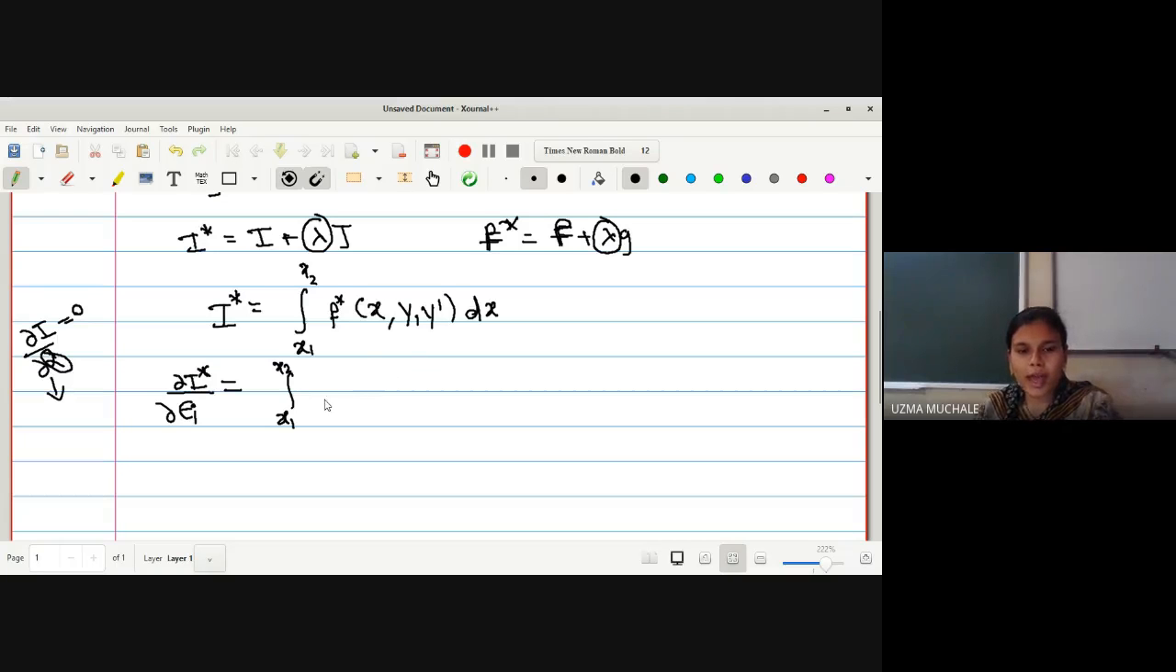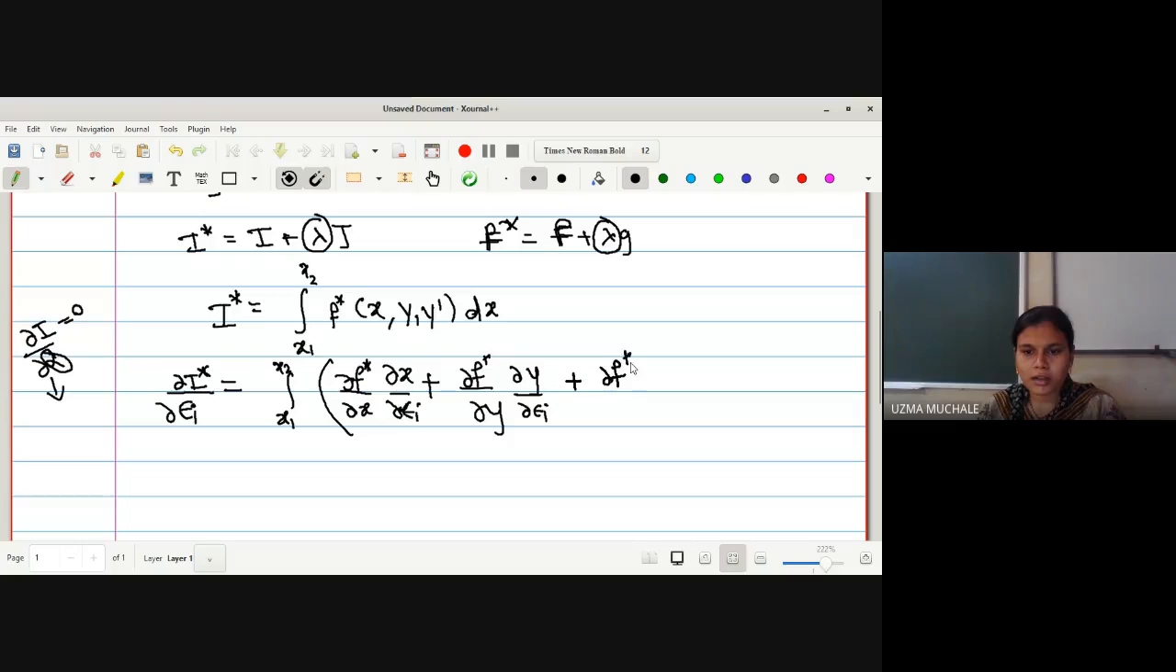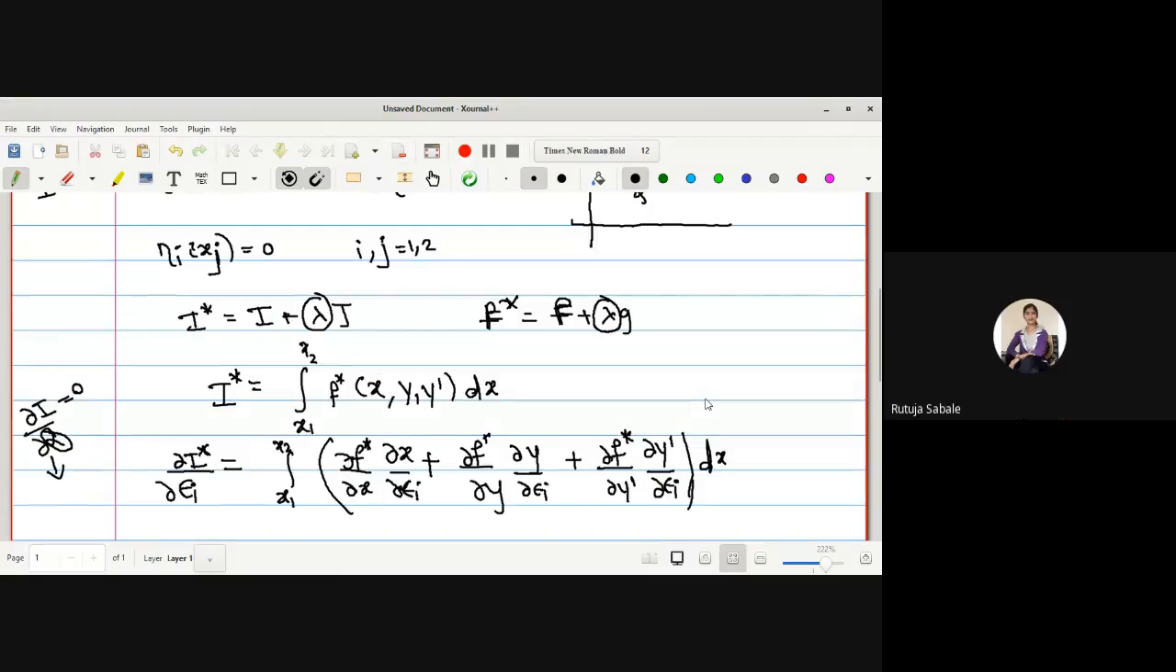So first, we have to differentiate f star with respect to x, and then x with respect to epsilon I. Derivative of f star with respect to x and derivative of x with respect to epsilon I. Next, derivative of f star with respect to y and derivative of y with respect to epsilon I. Plus, what is the next term? We have to find the derivative of f star with respect to y dash, and the derivative of y dash with respect to epsilon I. Is it okay up to this?